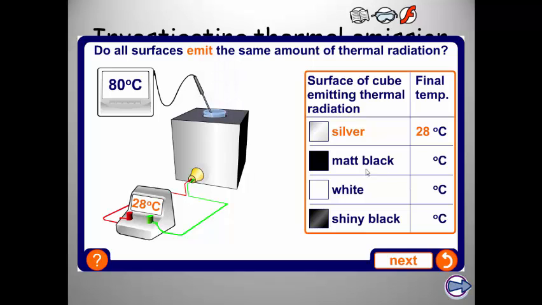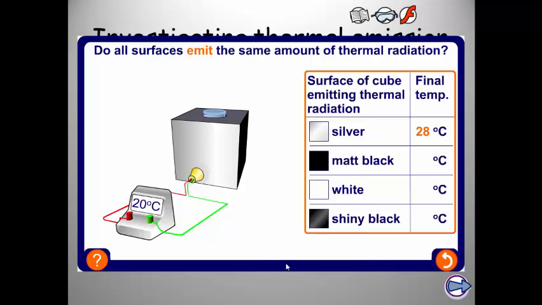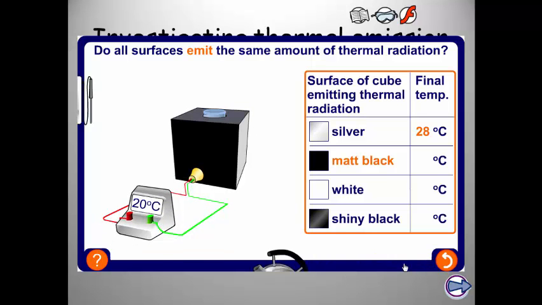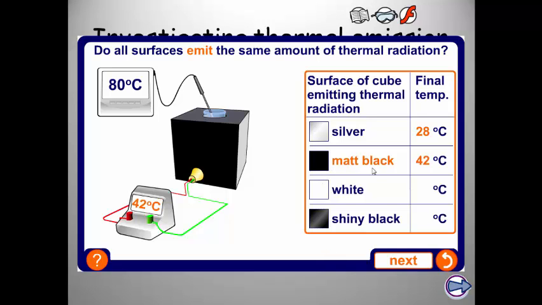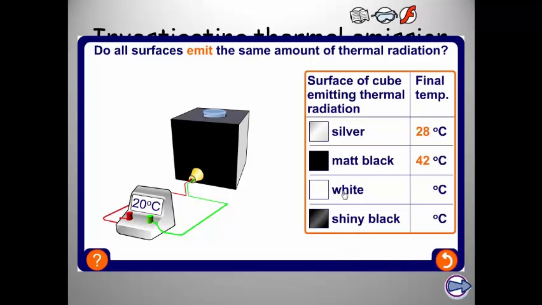Let's very quickly do the same thing with matte black, rather than going through the whole thing. The water goes in, again it will be at 80 degrees, and it will rise to 42. So obviously you can see that the matte black is the best emitter. It emits most of the infrared radiation. The shiny black would come second, and then I'd guess white would be the next one. Let's have a look at what white would come out as.